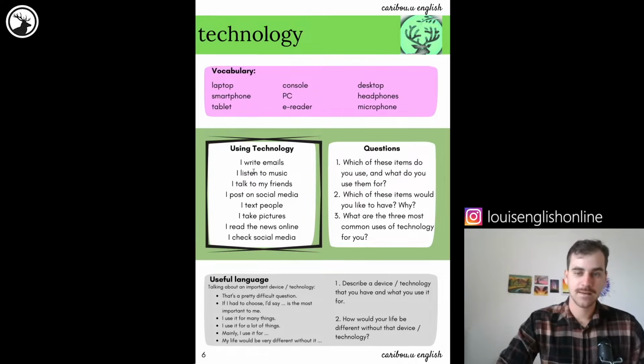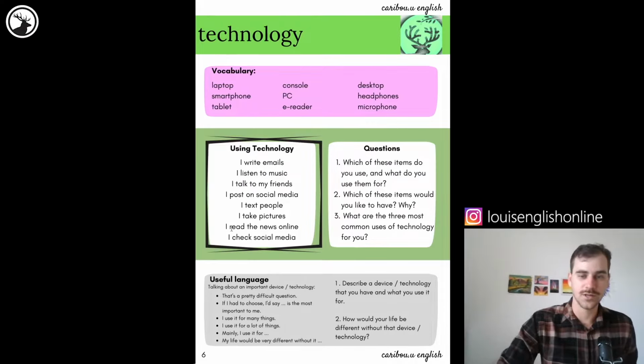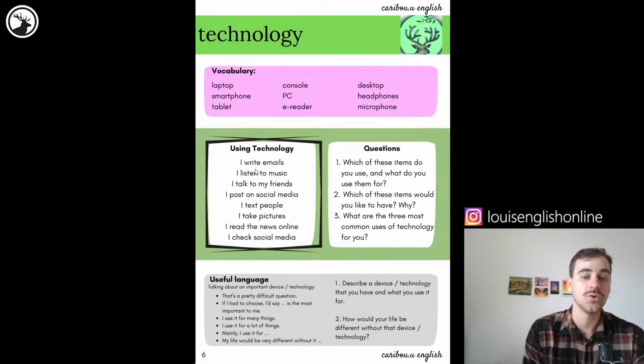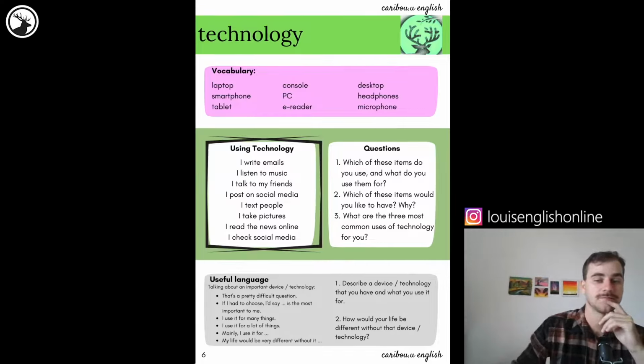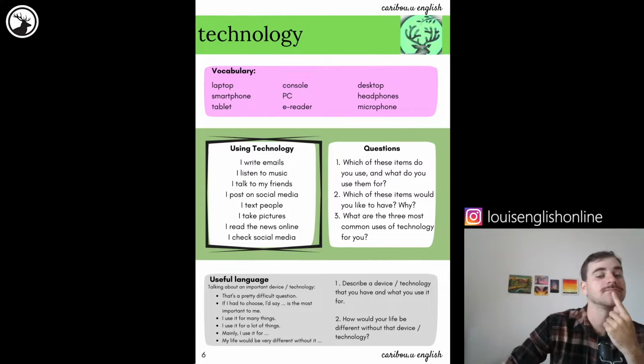Okay. And these are sentences you can use to talk about how you use technology. So you can say, I write emails. I listen to music. I talk to my friends. I post on social media. I text people. I take pictures. I read the news online. I check social media.